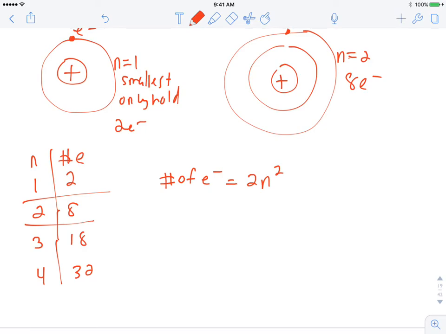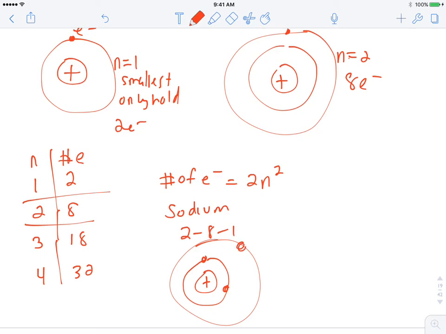Now take, for example, an atom like sodium. Sodium has a configuration of 2, 8, 1. When we do electron configurations, we'll talk more about this. But if I were to draw this, I'd have my nucleus, my 2 electrons, my 8 electrons, and then my 1 electron out here. This would be the ground state. What I'd like you to think about is, what would this be if it was excited?